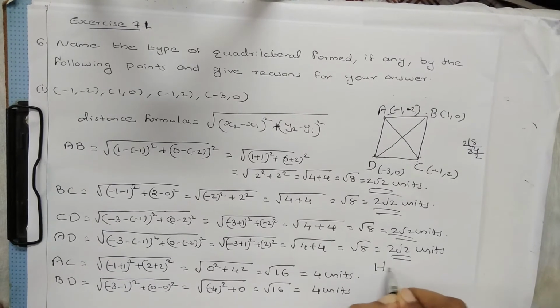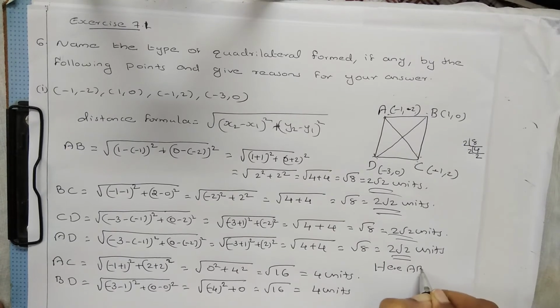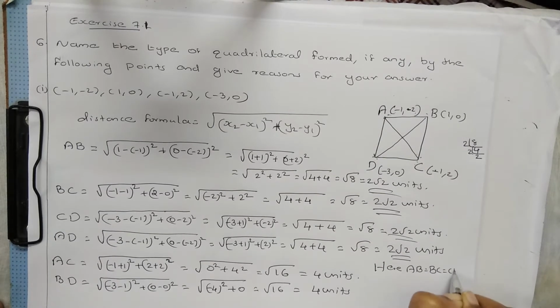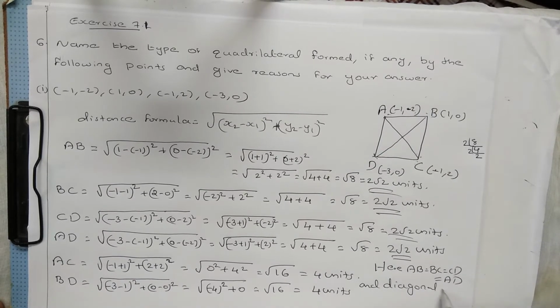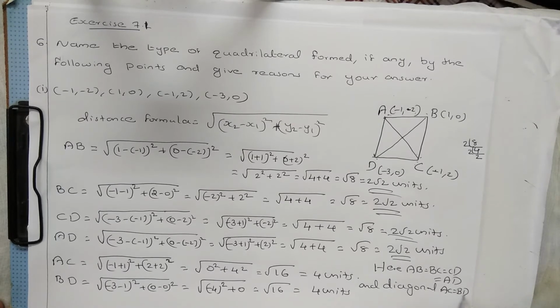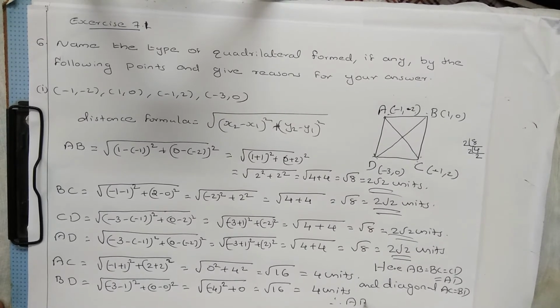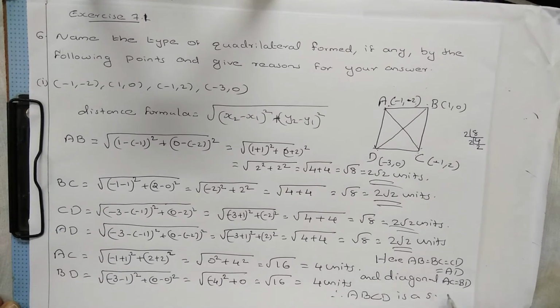So what you are getting here? Here you are getting AB equal to BC is equal to CD is equal to AD, and diagonal AC is equal to BD. Therefore ABCD is a square. ABCD is a square.